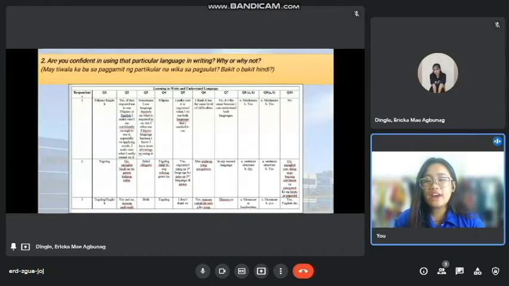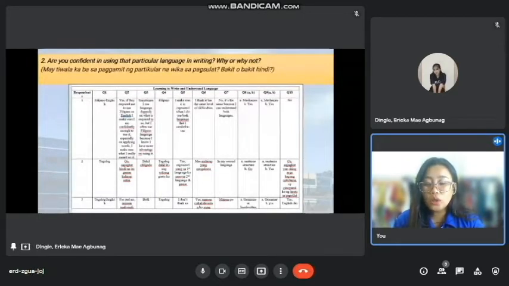So according to the findings, there are 20 respondents who are confident in using both English and Tagalog language since it is basically a requirement, especially in school, and they also brought it at home. On the contrary, there are 5 respondents who are not confident when they are using the particular language in writing. Meanwhile, the other 5 respondents are not certain if they are confident using the particular language when it comes to writing.